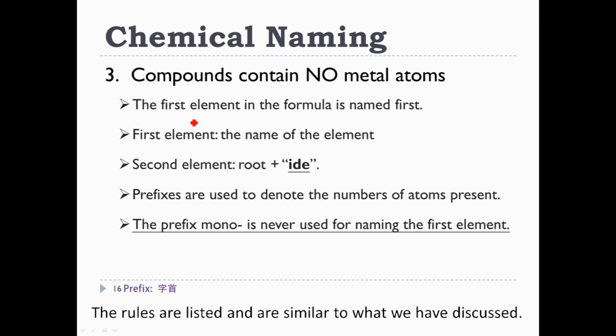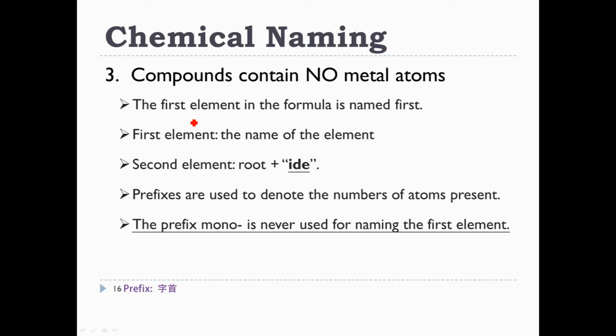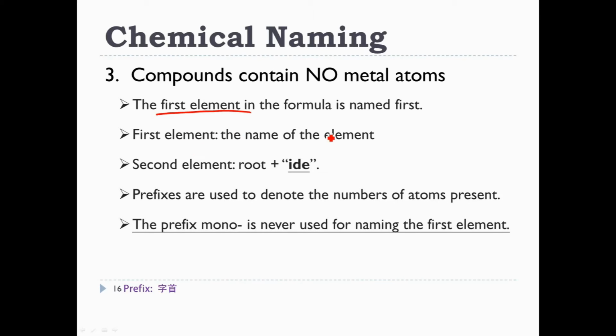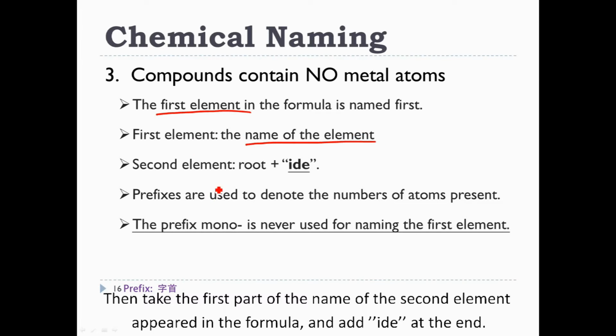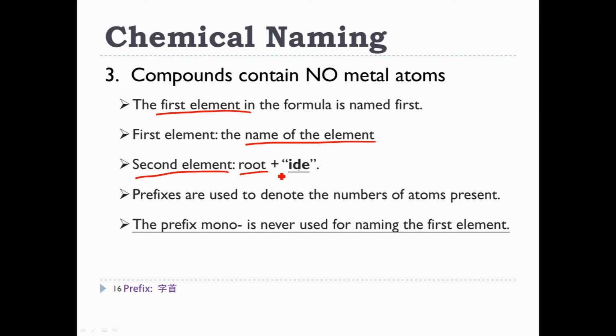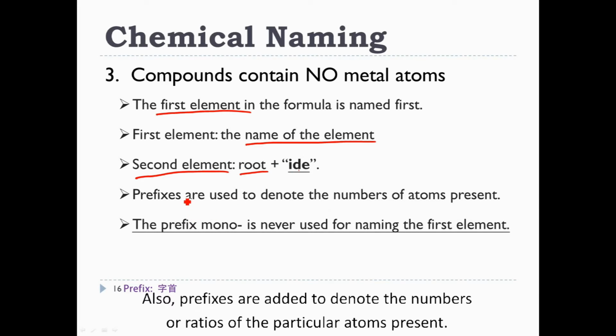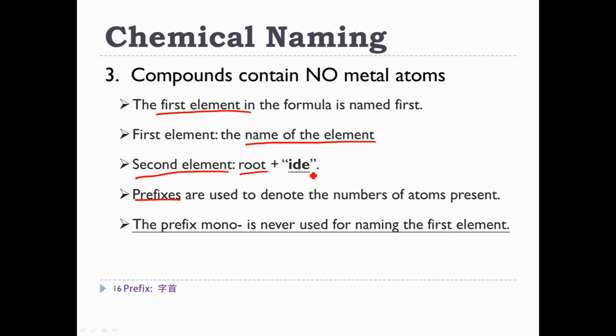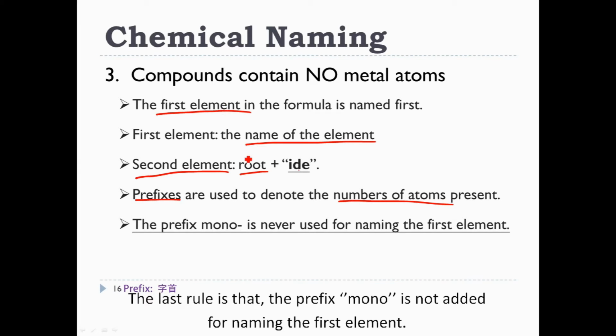The rules are listed and are similar to what we have discussed. However, the first element in the formula is named first, and the name of the element is written in full. Then take the first part of the name of the second element appearing in the formula, and add IDE at the end. Also, prefixes are added to denote the numbers or ratios of the particular atoms present. In other words, we will know the numbers of atoms present in the compound as denoted by prefixes. The last rule is that the prefix mono is not added for naming the first element.